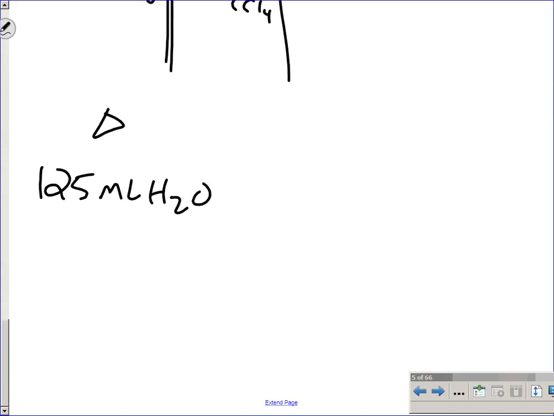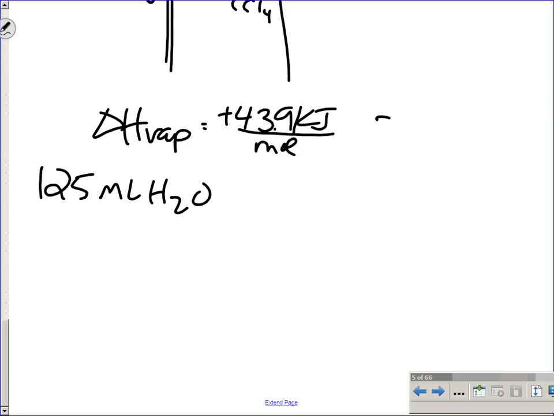And it says delta H of vaporization is positive 43.9 kilojoules per mole. How many kilojoules would it take to vaporize 125 milliliters? So you guys tell me your starting point. I have to start with 125 milliliters. I can't do anything because the enthalpy is in moles. What do I do first?